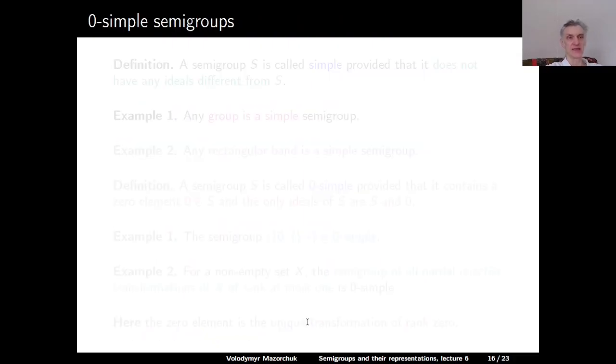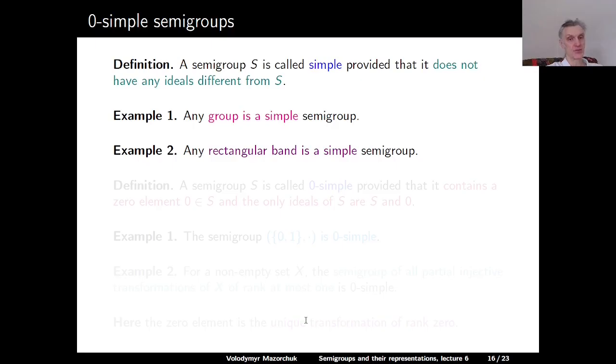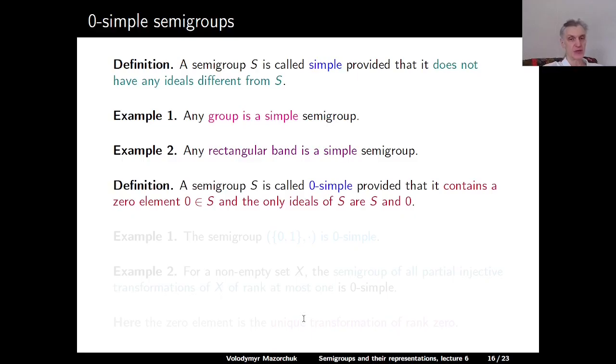Finally, let us discuss zero-simple semigroups. Definition: a semigroup S is called simple provided that it doesn't have any ideals different from S. For example, any group is a simple semigroup, or any rectangular band is a simple semigroup. Definition: a semigroup S is called zero-simple provided that it contains a zero element and the only ideals of S are S and 0. For example, the multiplicative semigroup of 0 and 1 is zero-simple.